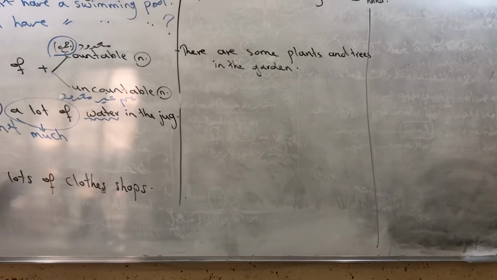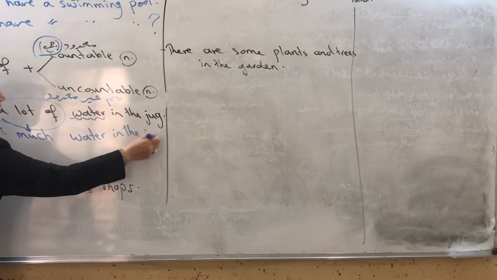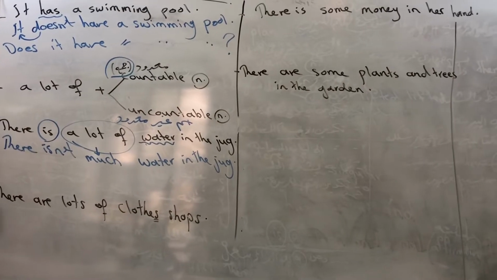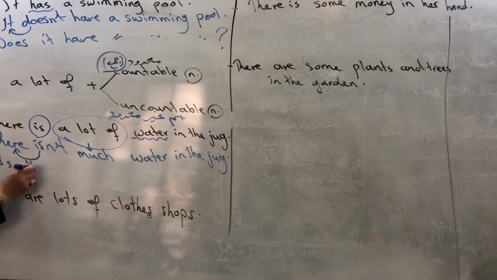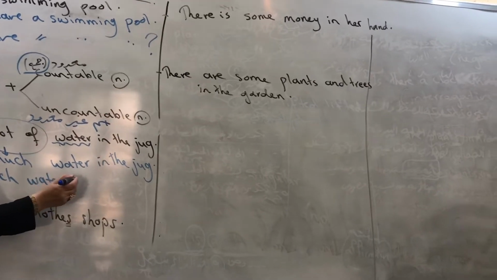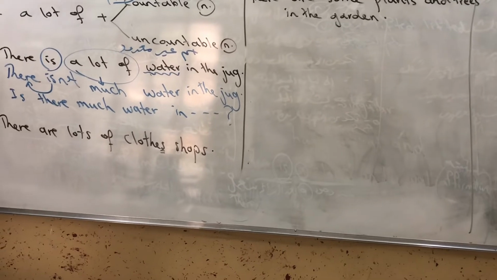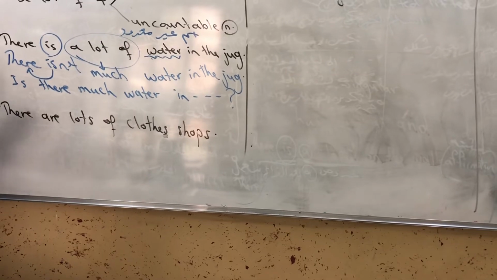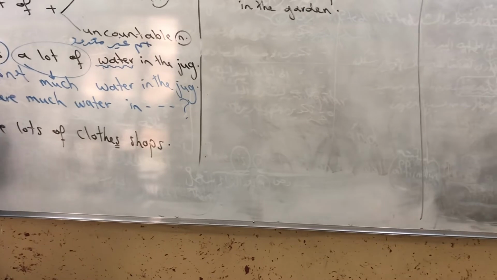So we have there isn't much water in the jug. Now if I want to change into a question or into interrogative نفس الشيء أقدم الفعل على الفاعل. So we have is there much water in the jug question mark. إذا a lot of أحولها حسب ما بعدها إلى many أو much. بما إنه عندي water غير معدود إذا حولت a lot of إلى much في حالة النفي.